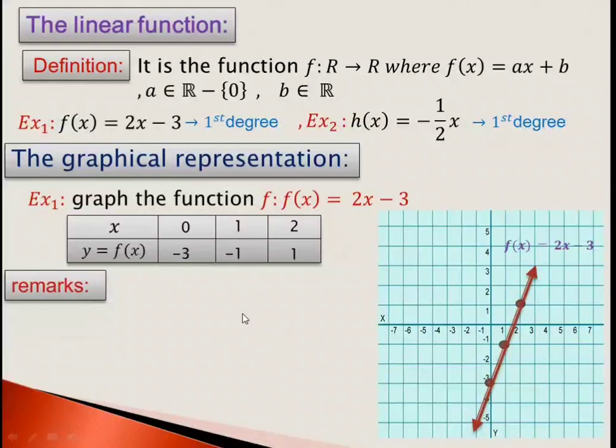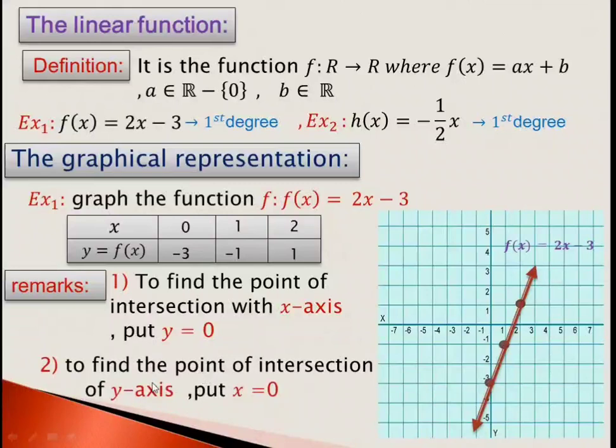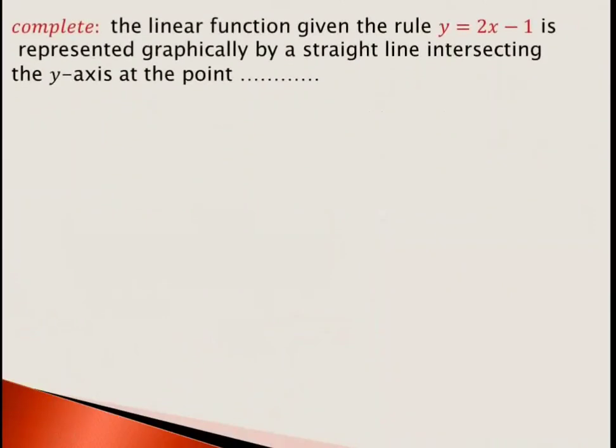Remarks. We can find the point of intersection with the x-axis if we put the second coordinate, or the second projection, equals 0. Again, to find the point of intersection with the x-axis, we need to put y equals 0, or the second coordinate equals 0. Also, if we need to find the point of intersection with the y-axis, we need to put x equals 0, or the first coordinate equals 0. Let's take an example.